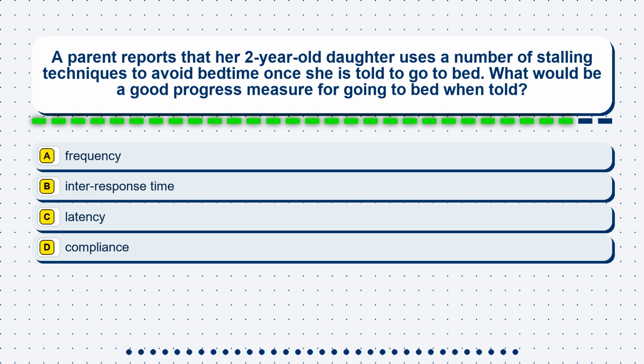Question 17. A parent reports that her 2-year-old daughter uses a number of stalling techniques to avoid bedtime once she is told to go to bed. What would be a good progress measure for going to bed when told? Option A, a frequency; Option B, interresponse time; Option C, latency; Option D, compliance.